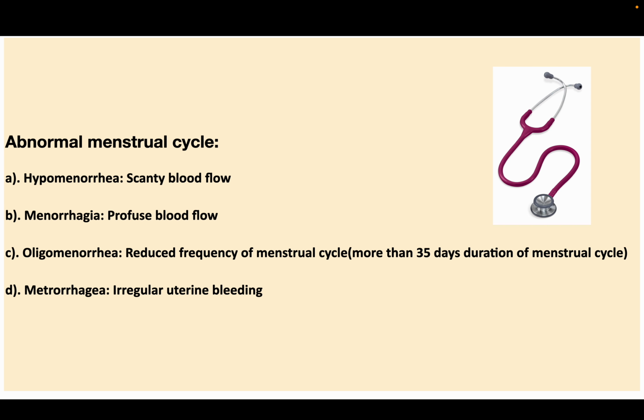The abnormal menstrual cycles are hypomenorrhea, menorrhagia, oligomenorrhea, and metrorrhagia. So hypomenorrhea is scanty blood flow, menorrhagia is profuse blood flow, oligomenorrhea is reduced frequency of menstrual cycle, that is more than 35 days duration of menstrual cycle. And metrorrhagia is irregular uterine bleeding. So this is all about the menstrual cycle.